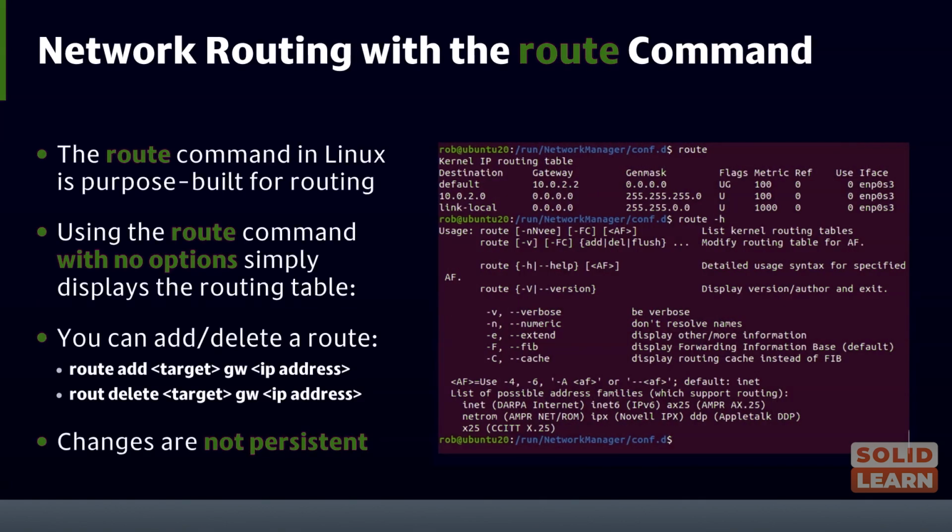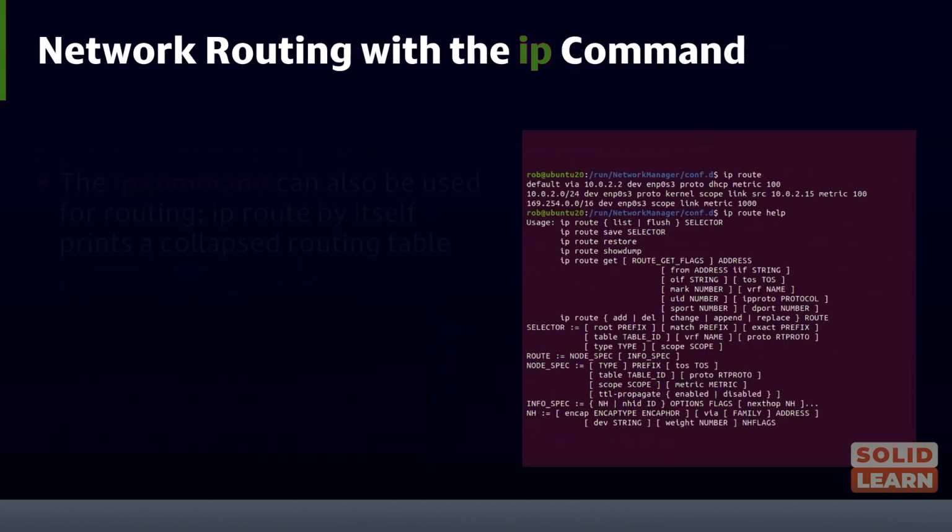Now, the route command in Linux is specifically built for routing. If you use it with no options, it's just going to give you a routing table, and you can add or delete a route using route add or route delete. So route add, the target you want to go to, the gateway you're going to use, and the IP address, and then the same thing for route delete. Route delete, target, gateway, IP address. However, the changes with the route command are not persistent.